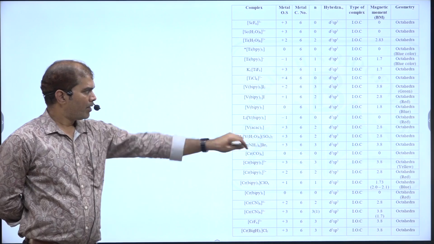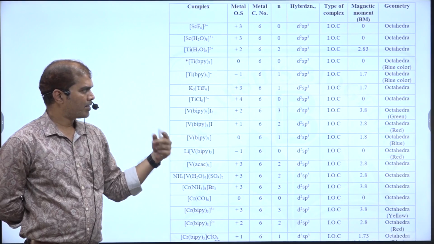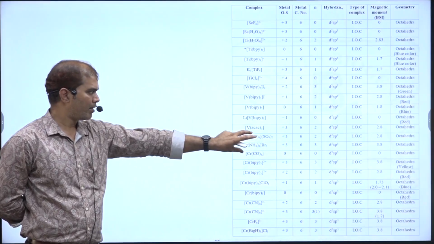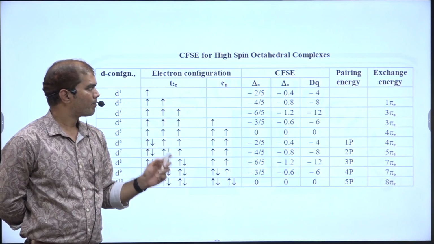For valence bond theory, again complexes have been taken and their oxidation states, hybridization, whether it is inner orbital or outer orbital, and what is the magnetic property of all those complexes. All important complexes have been tabulated.